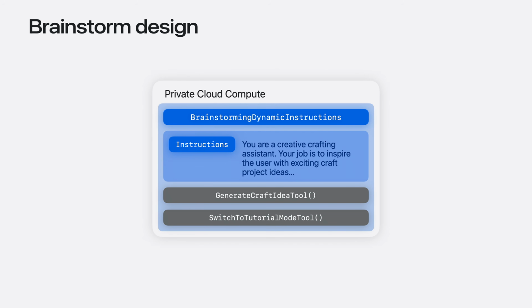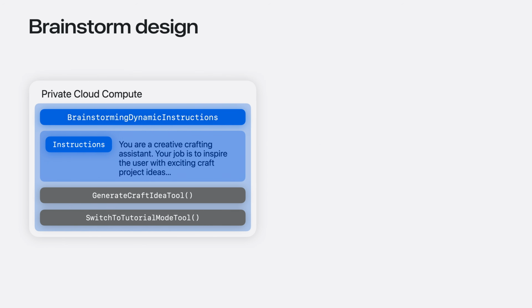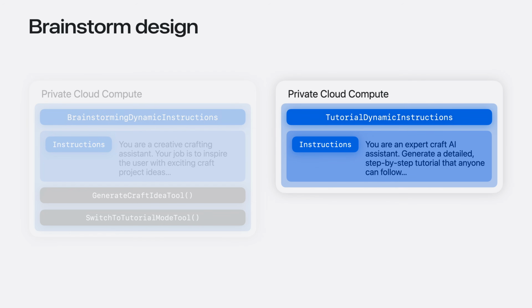This feature uses 2 sets of instructions, one for brainstorming ideas and a second for tutorial generation. The brainstorming instructions include 2 tools, a generate craft idea tool and a switch to tutorial mode tool. Both sets of instructions use the server model on private cloud compute, one for quick idea generation and the other to generate more detailed tutorials. Let's see this in action with instruments.